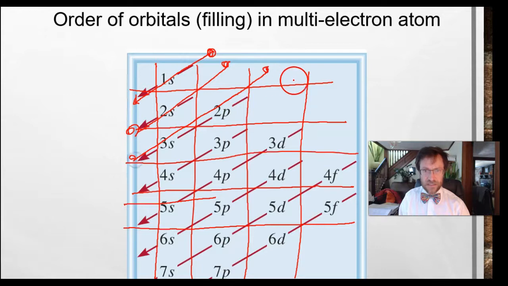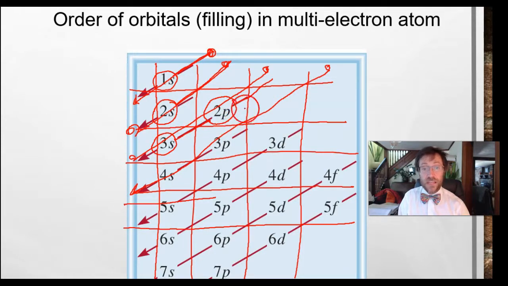You see how this is going to be going? Then I go here, then I'm going to go diagonal. You always go with diagonal. So that means first we're going to fill 1s. When the 1s is filled, we will fill the 2s. After the 2s is filled, we will fill 2p. Super easy, right? And then we're going to go to 3s.